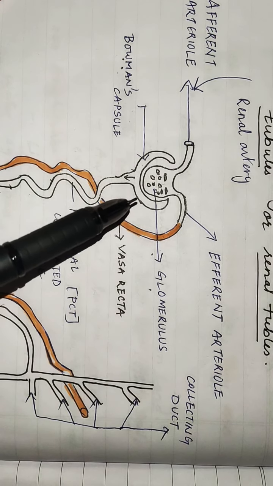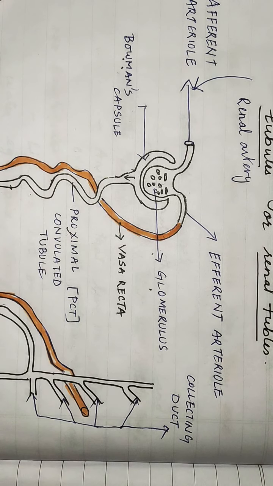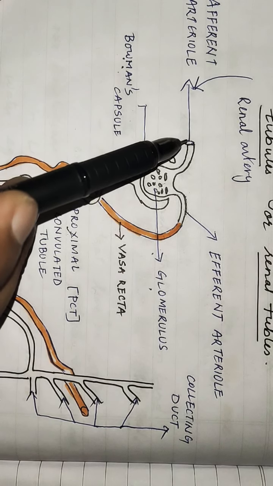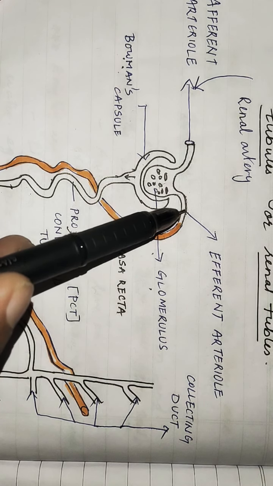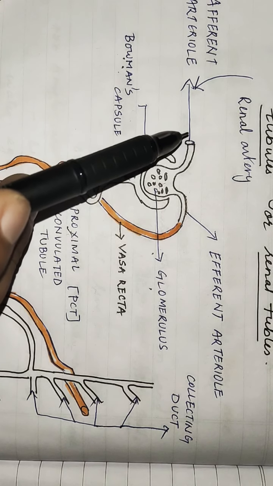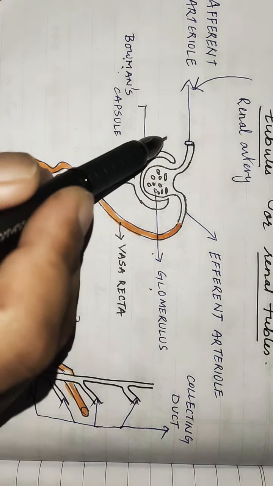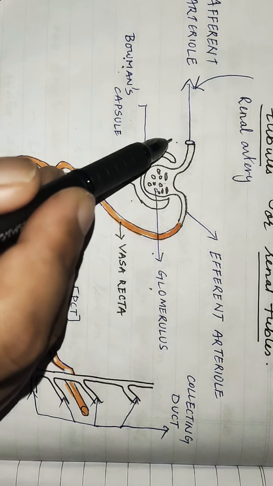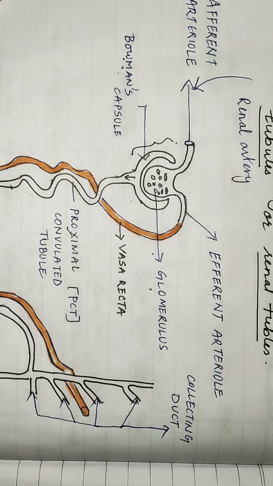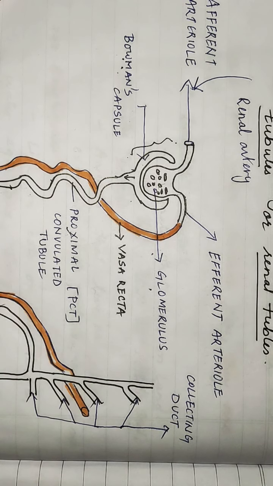So it's a highly coiled tube-like structure. It is blind at one end and open at the other end. It is divided into two parts. This portion from here till here is known as the Malpighian capsule, and the remaining portion is known as the renal tubule or tubular part.